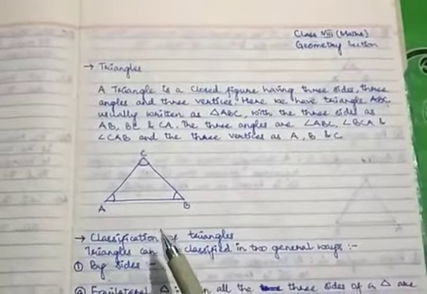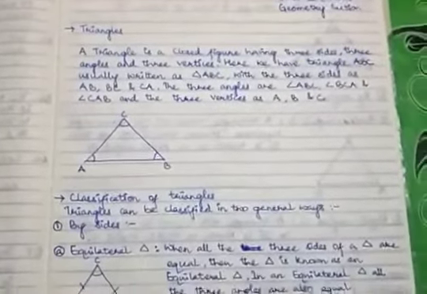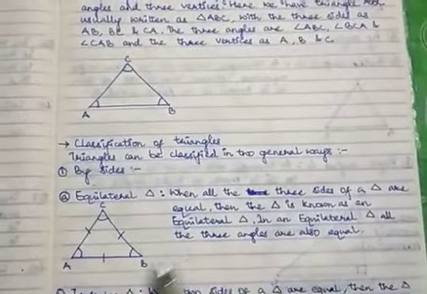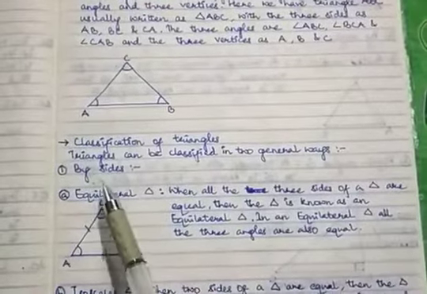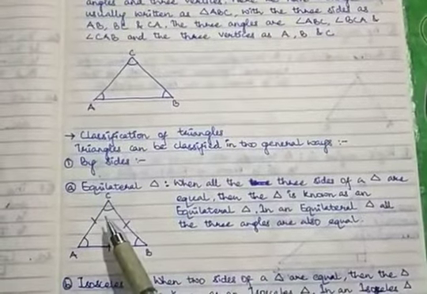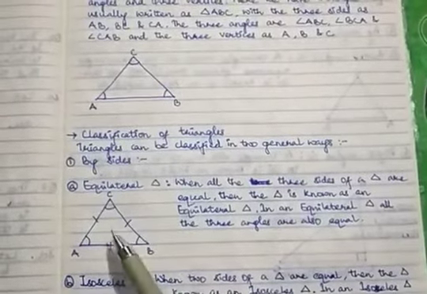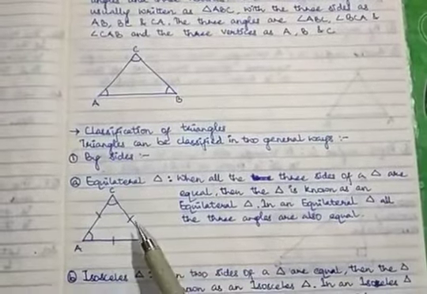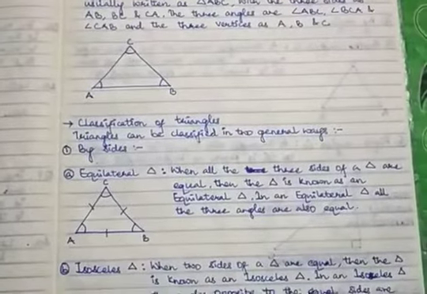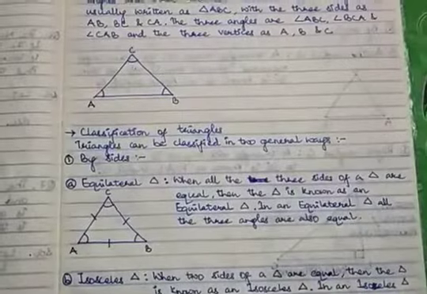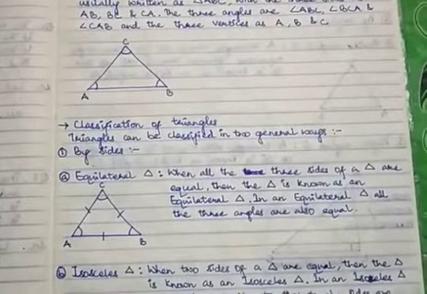Now, classification of triangles. Triangles are classified in 2 general ways. The first one is by sides, and the second one is by angles, which we will deal with afterwards. So when we are classifying by sides, first comes the equilateral triangle.